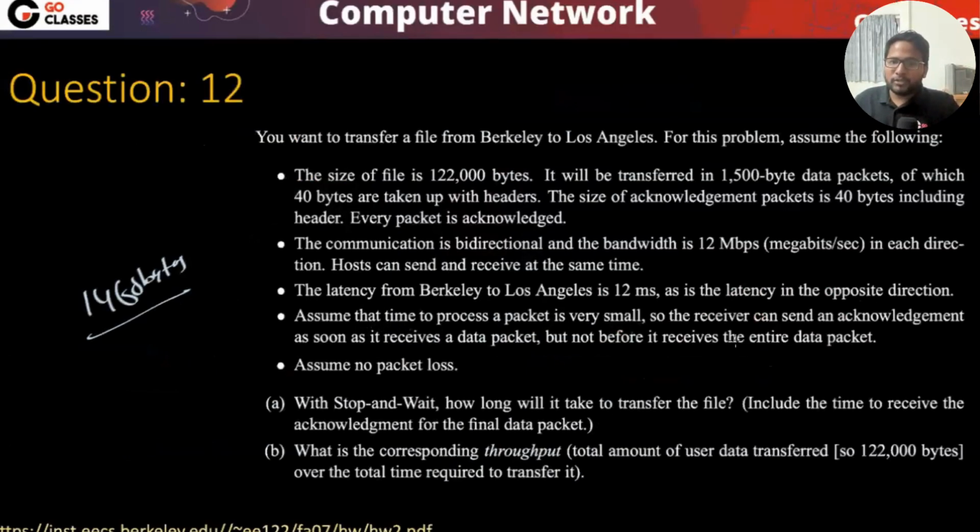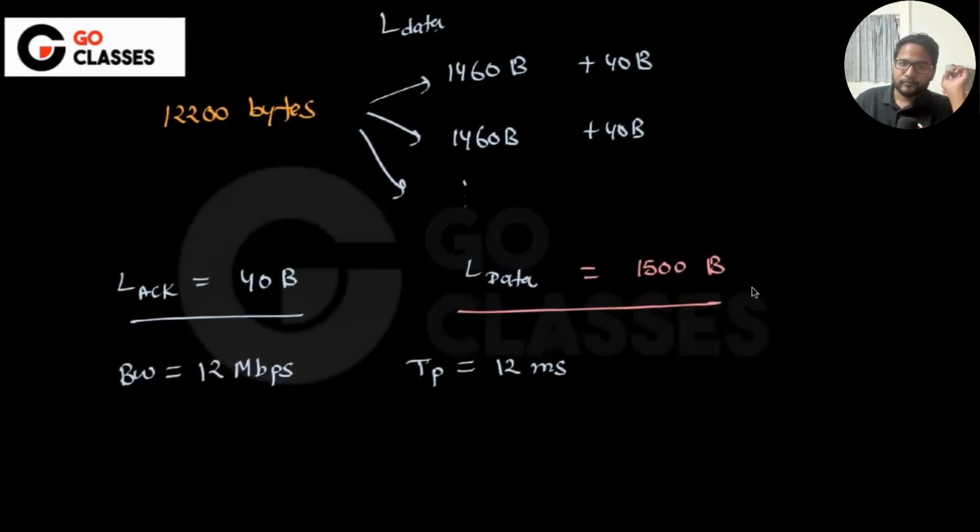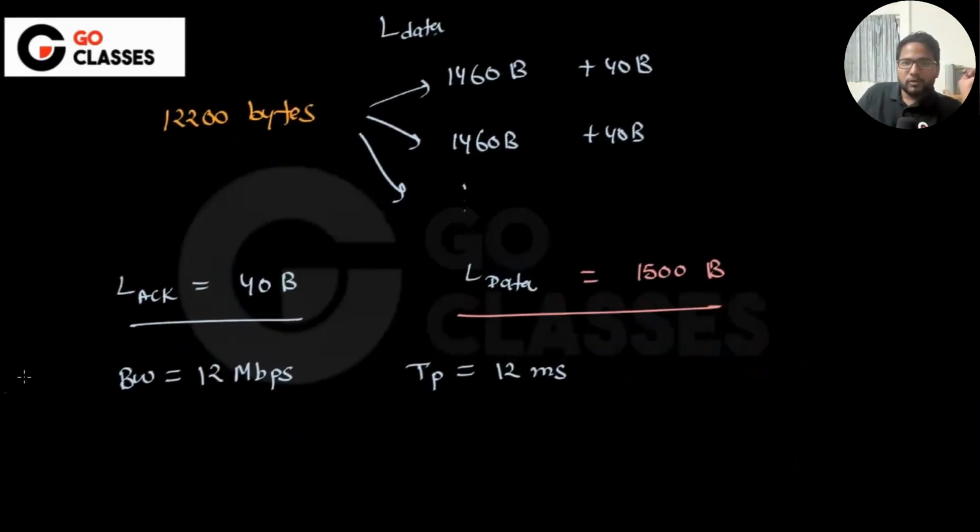Assuming the time to process a packet is very small, okay, no processing time, the receiver can send the acknowledgement as soon as it receives the packet, but not before it receives the entire packet. Yeah, that is for sure. Assume no packet loss. So with stop and wait, how long will it take to transfer the file? We are doing this with stop and wait, which means you are not sending back to back. So how long will it take to send the entire file? Let's quickly calculate it. This is a good question, right? So, by the way, how many packets are there?